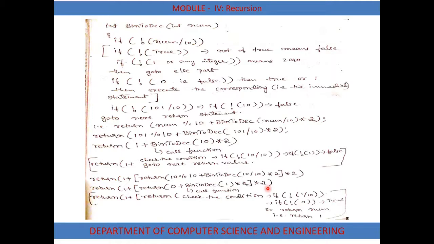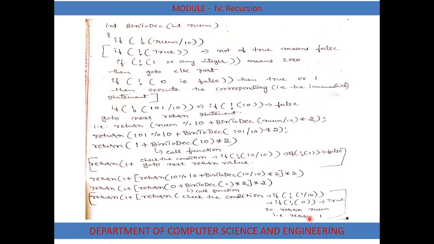Again check the condition: if not of num divided by 10. Now in this case binary num is equal to 1. 1 divided by 10 is 0 point something, but since it is an integer, it will consider the whole number, that is 0. Now, not of 0: 0 is false, so not of false is true. The if condition is true, so return num. That is, execute the next immediate statement. What is the value of num? That is 1. So return num.